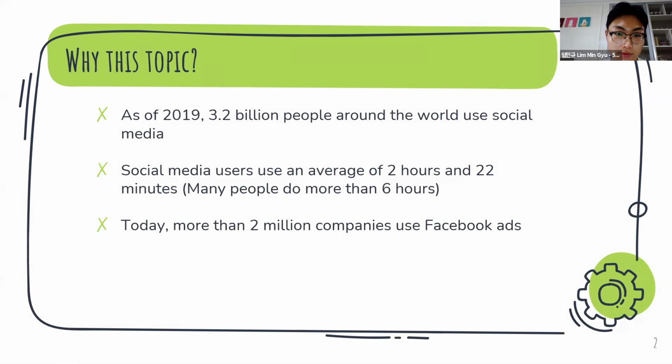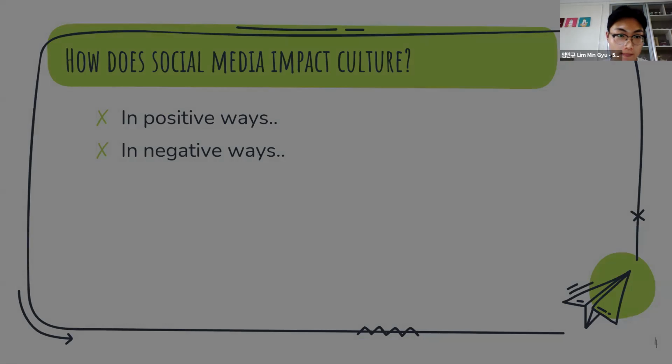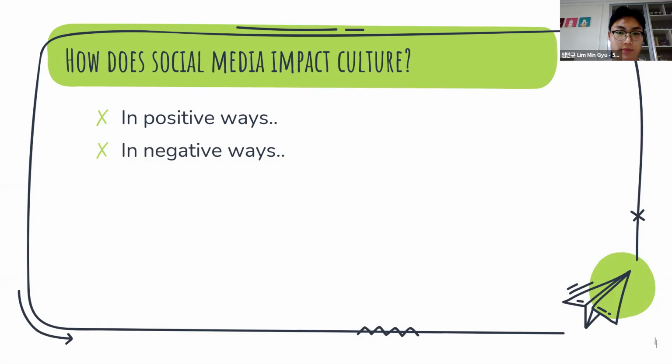2019, 3.2 billion people around the world use social media. And second, social media users use an average of 2 hours and 22 minutes. This many people do more than 6 hours. And finally, today more than 2 million companies use Facebook advertisement. And how does social media impact culture in positive ways?